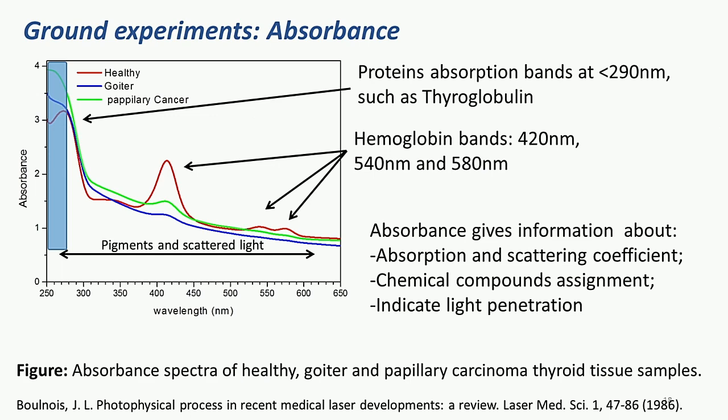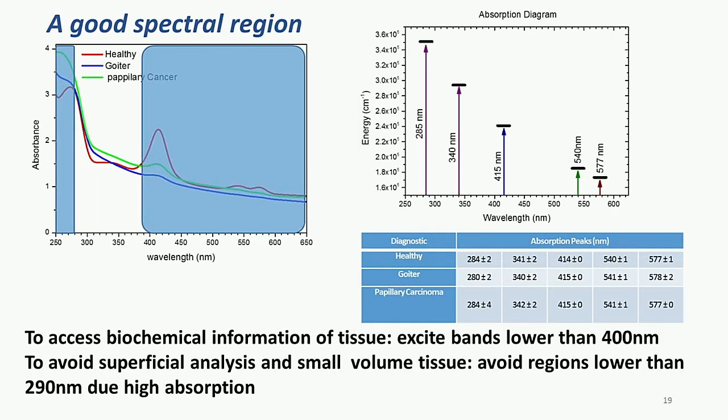Another problem is that to access the biochemical information from the tissue, it is important to excite in the ultraviolet spectral region, because then you have more bands, more signal, and more biochemical information to give you an answer and use to differentiate benign from malignant tissue. So using the absorbance spectrum, the best option for us is to irradiate in this spectral region.